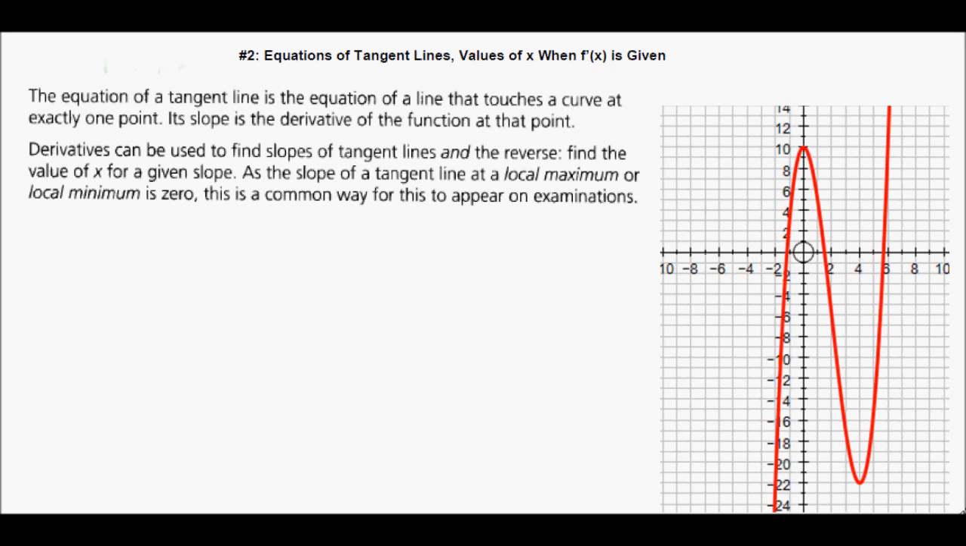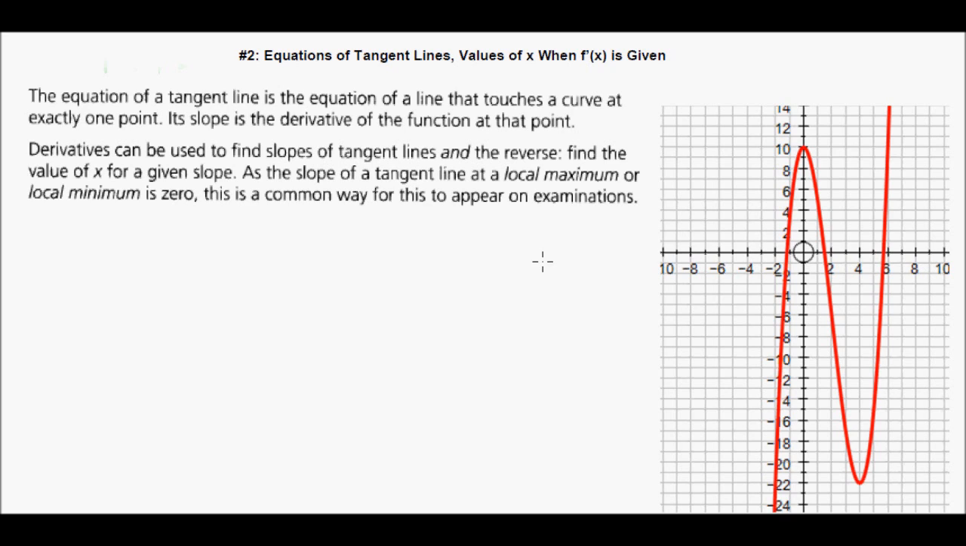Okay, for part 2 here, we're going to do equations of tangent lines and values of x when f prime of x is given. So remember, the equation of a tangent line is the equation of a line that touches the curve at exactly one point. Its slope, or gradient, is the derivative. We did that in the first section. Derivatives can be used to find slopes of tangent lines. In reverse, they can find values of x for a given gradient or slope. As the slope of the tangent line at a local maximum and minimum is 0, this is a common way for this to appear on examinations.